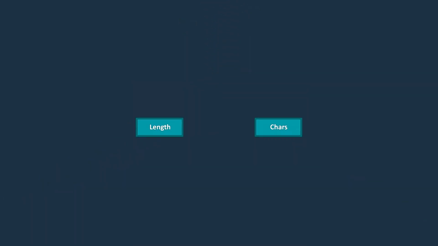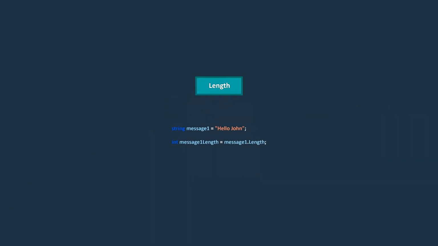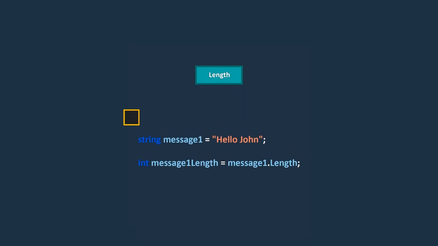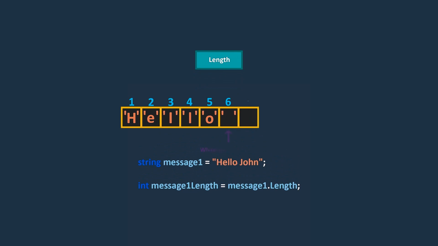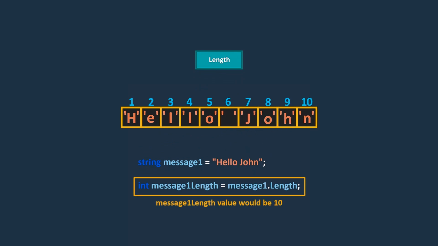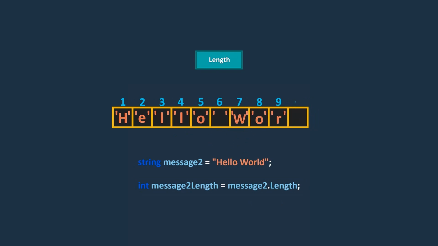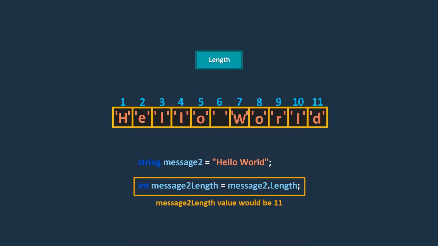Alright. A string object in C# has two properties, length and chars. The length property is used to determine the length of a string. It returns an int value indicating the number of characters in the string instance. In this example, the length property returns an int value of 10, indicating that the string Hello John has 10 characters. Similarly, for another string variable, message2, the length property returns a value of 11, representing the number of characters in the string Hello World.